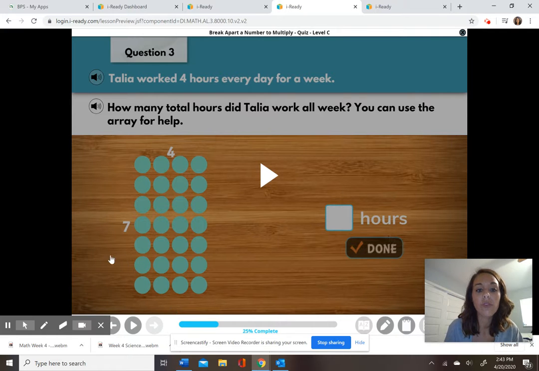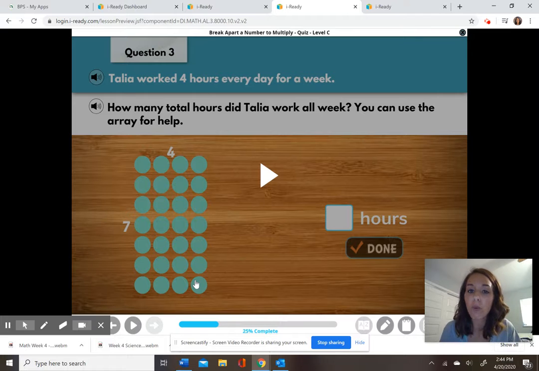Or you can split it like Sweet Tea did at the 5. 1, 2, 3, 4, 5, because he knows his 5s facts. If I wanted to split it at the 5, this would be 5 times 4, which is 20. And then I would add the other 2 4s, which is 8. 20 plus 8 is 28 hours.